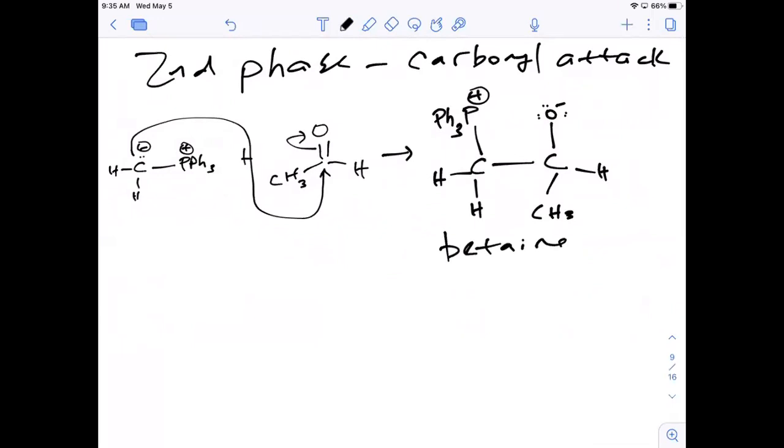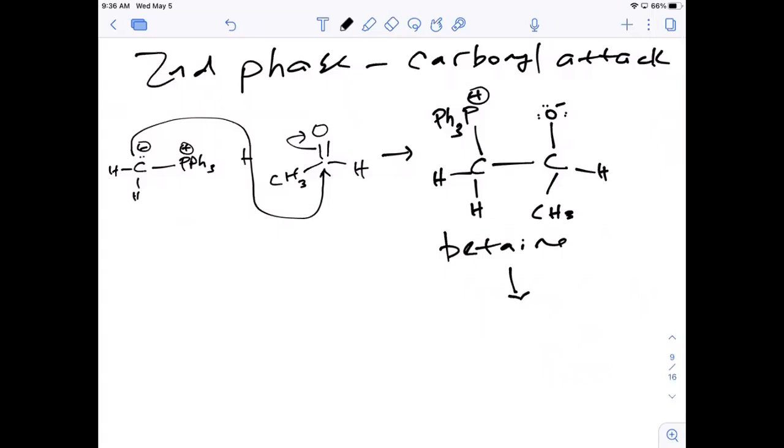That was the original thought, that you went through a betaine. But then some more research and investigation was done on the reaction, and it was shown that it actually goes through a concerted reaction in order to form the next step, which is what we call the oxaphosphetane. So what do you think in this case?